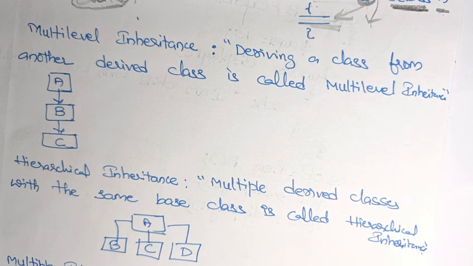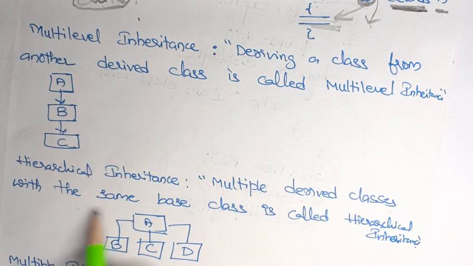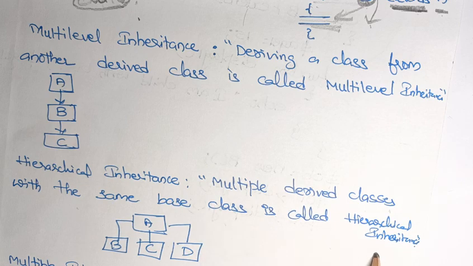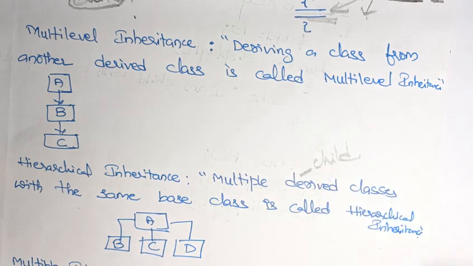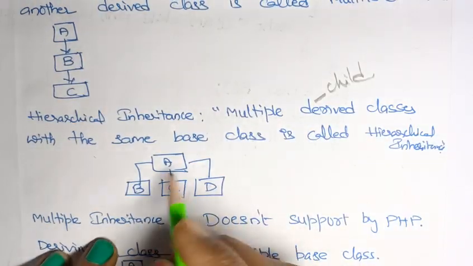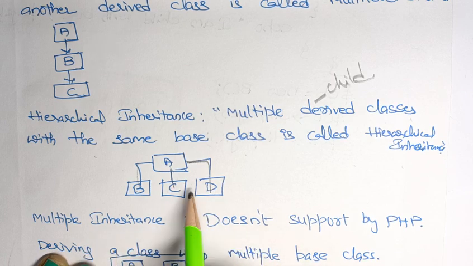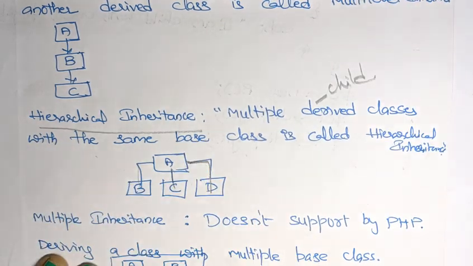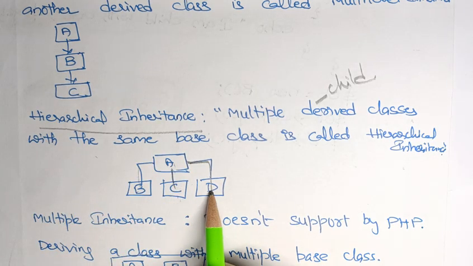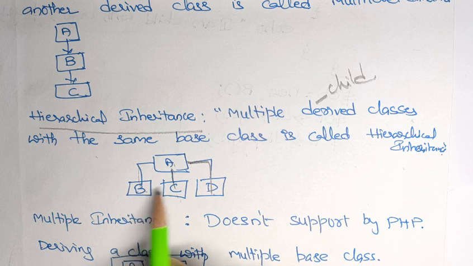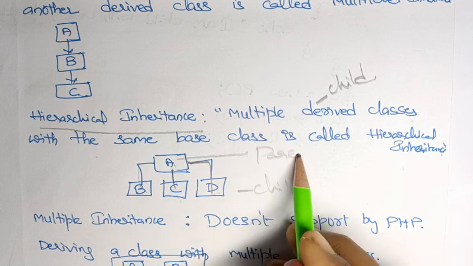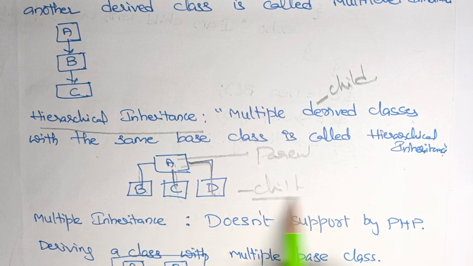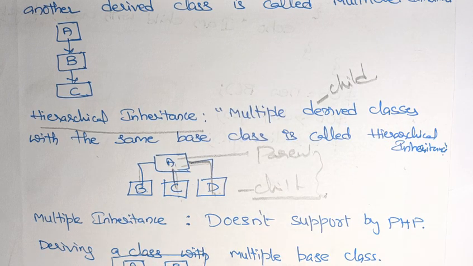Hierarchical inheritance means multiple derived classes with the same base class. Derived means you remember it as a child. So here one parent is having multiple children, then you can say that that is a hierarchical inheritance. This B can get the properties of A, this C can get the properties of A, D can get the properties of A. B, C, D are the child classes and A is only one parent. One parent with many children can be called a hierarchical inheritance.